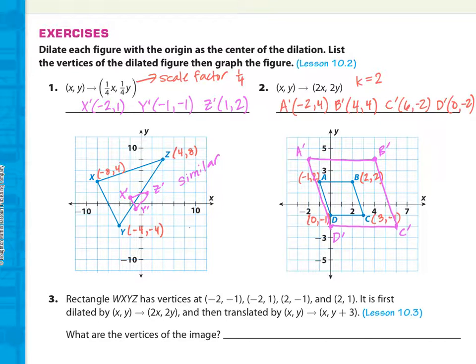We have 4 transformations. Remember, we got translations, reflections, rotations, and dilations.